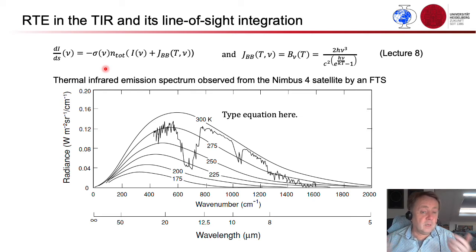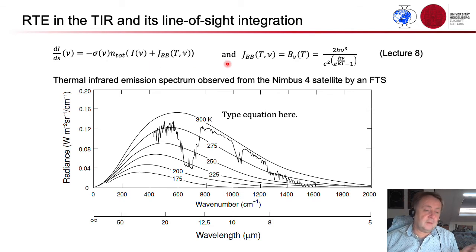The emission is described by the Planck function, and the corresponding term in front of it, that's the emissivity. It's again sigma times the density. So absorptivity and emissivity are equal, and that is Kirchhoff's law.